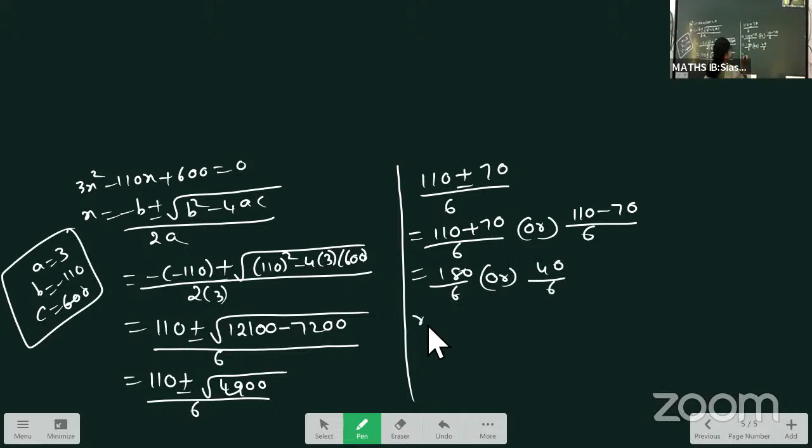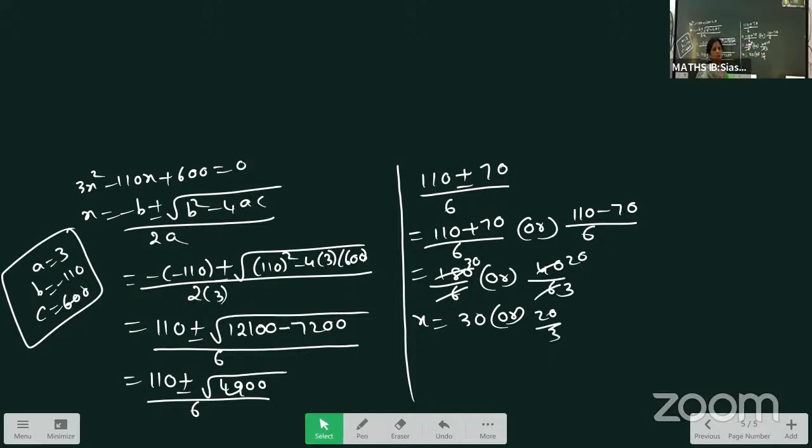So x is equal to what are the values? Here 6 1s are 6, 30s are 180, or 2 3s are 6, 2 20s are 40, 20 by 3. Here we got x is equal to 2 values. One is 30, the other one is 20 by 3. But only one of the values is satisfying the given equation. Which one is that? You have to check.